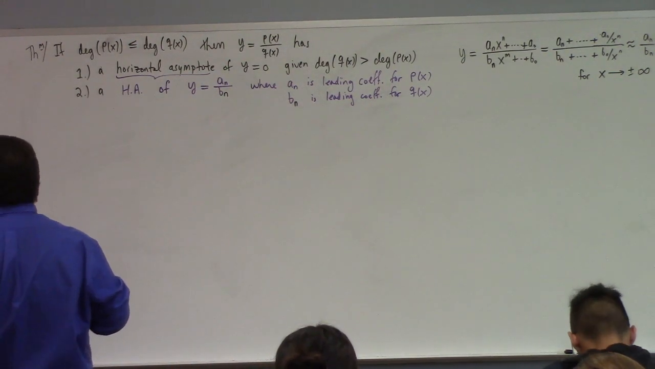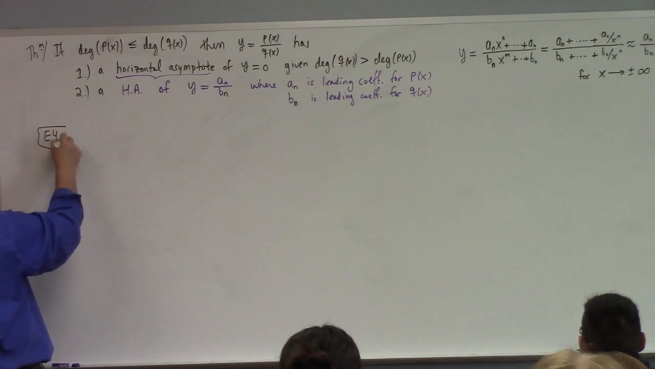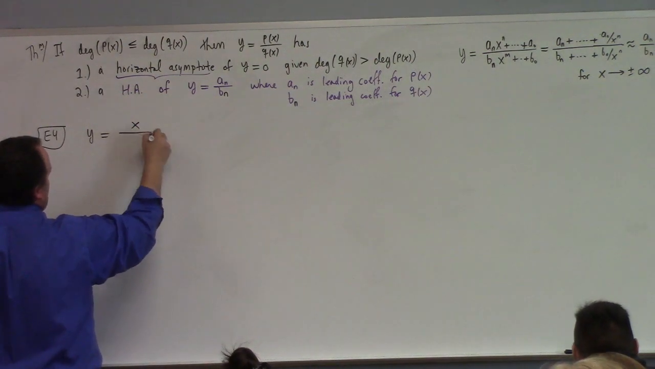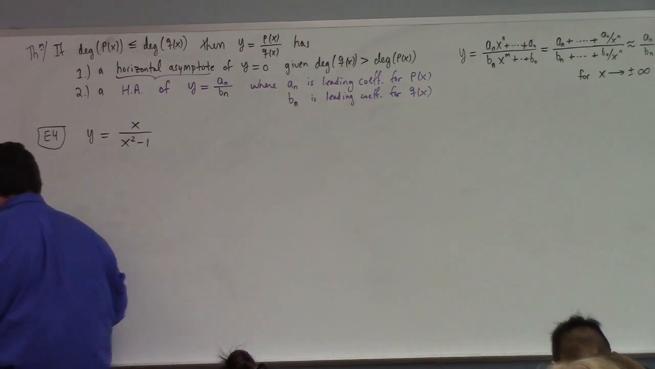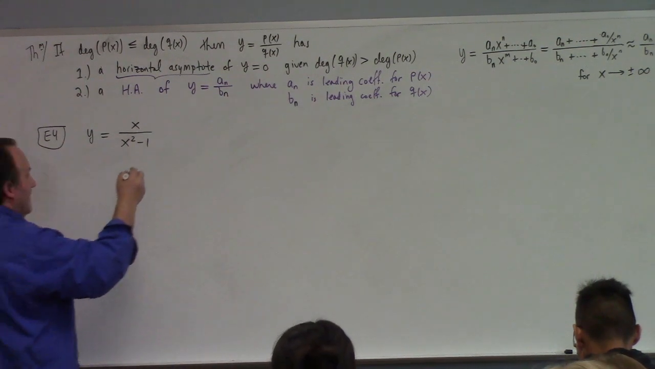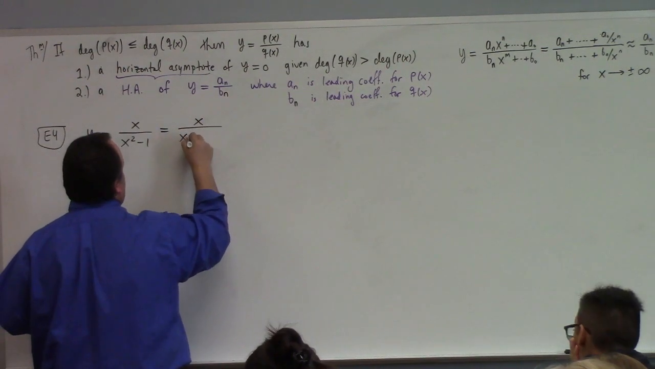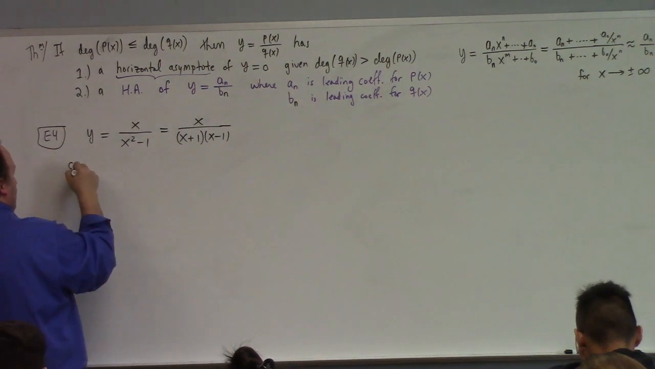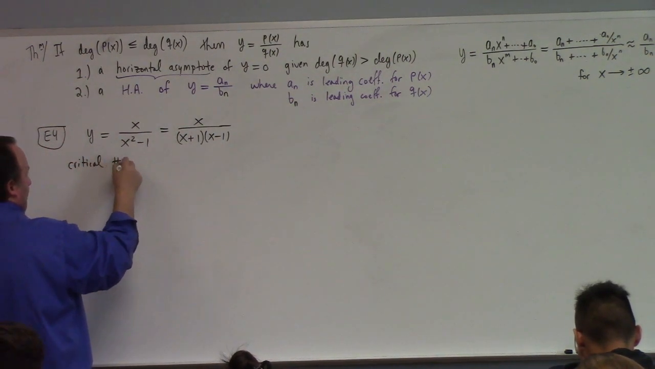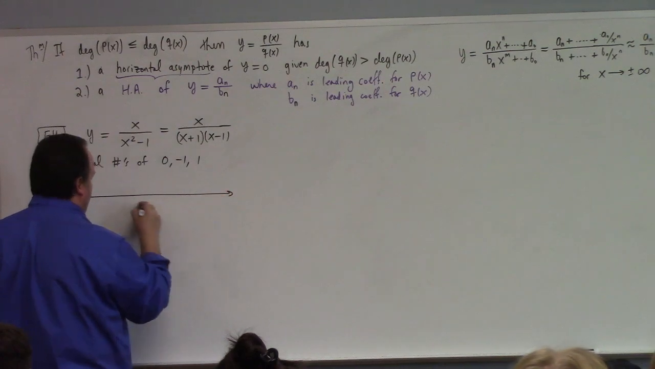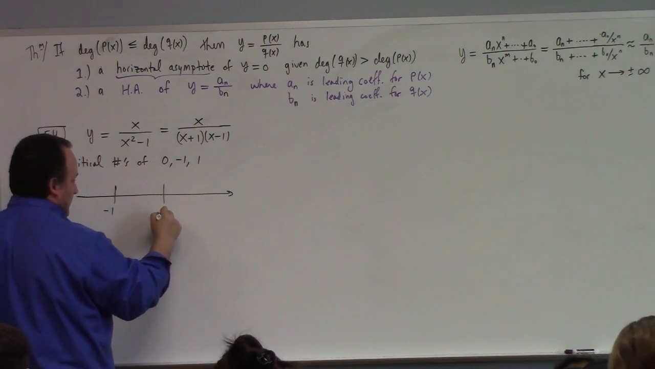All right, so example 4. We'll keep this one nice and simple. y equals x over x squared minus 1. Let's talk about how to graph this. How do we graph this? So first thing we do, factor the denominator. Okay, so x over x plus 1 times x minus 1. So I've got critical numbers of 0, minus 1, and 1. Put them on a number line. Minus 1, 0 is in the middle, 1 is over here.